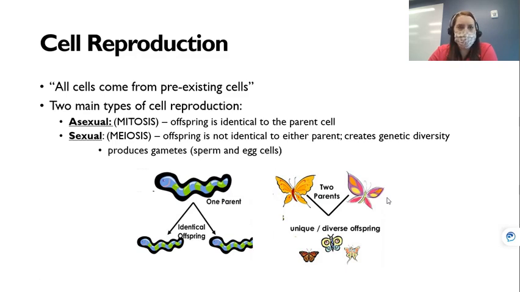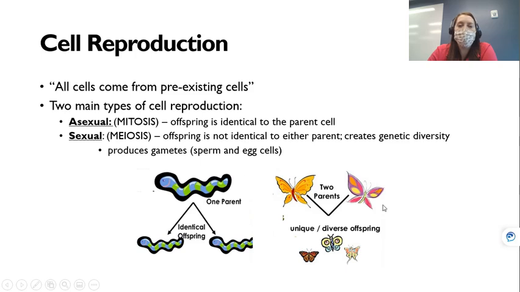Okay, the first things I want to talk about are the difference between asexual and sexual reproduction. The biggest thing that you need to know about these two terms is what the offspring look like. In asexual reproduction, the offspring are 100% identical to the parent. An example of this for cellular reproduction is mitosis, which is going to be what we're focusing on at the end of this video. Okay, so you need to know offspring is 100% identical.